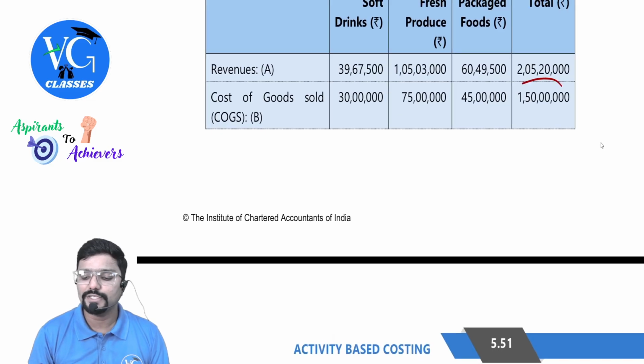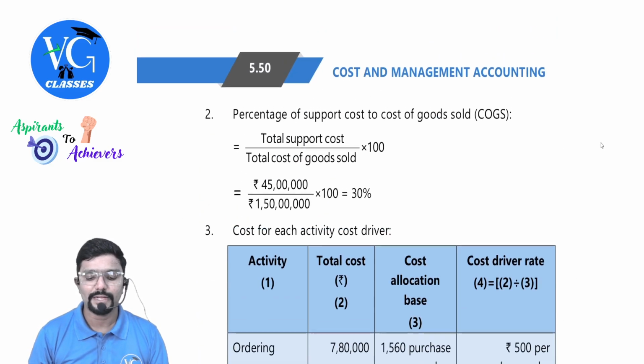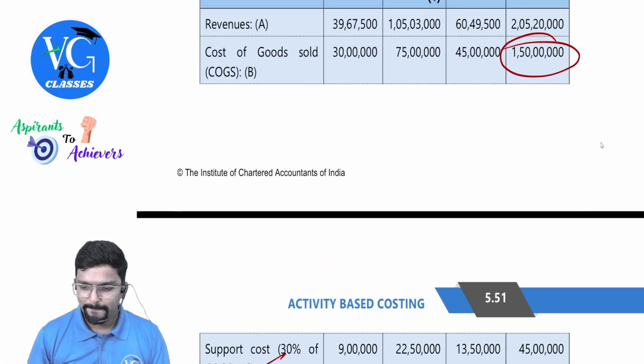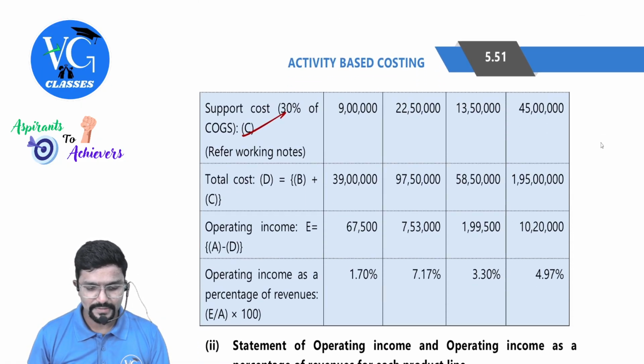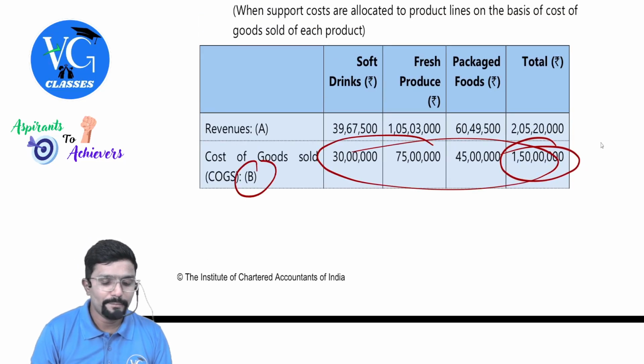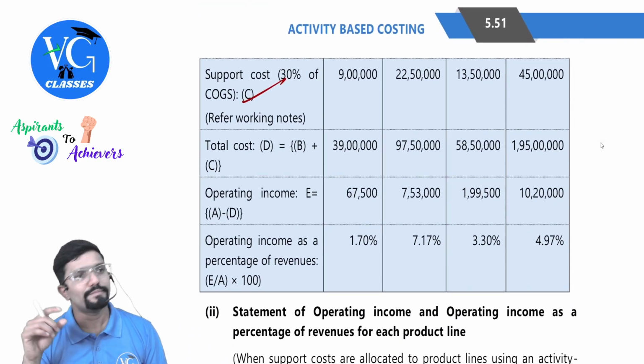30% is overall, correct? So what is my total COGS? 1 crore 50 lakh. What is my total support cost? 45 lakh. So they have found out 30%. So support cost is whatever my COGS is, into 30%.